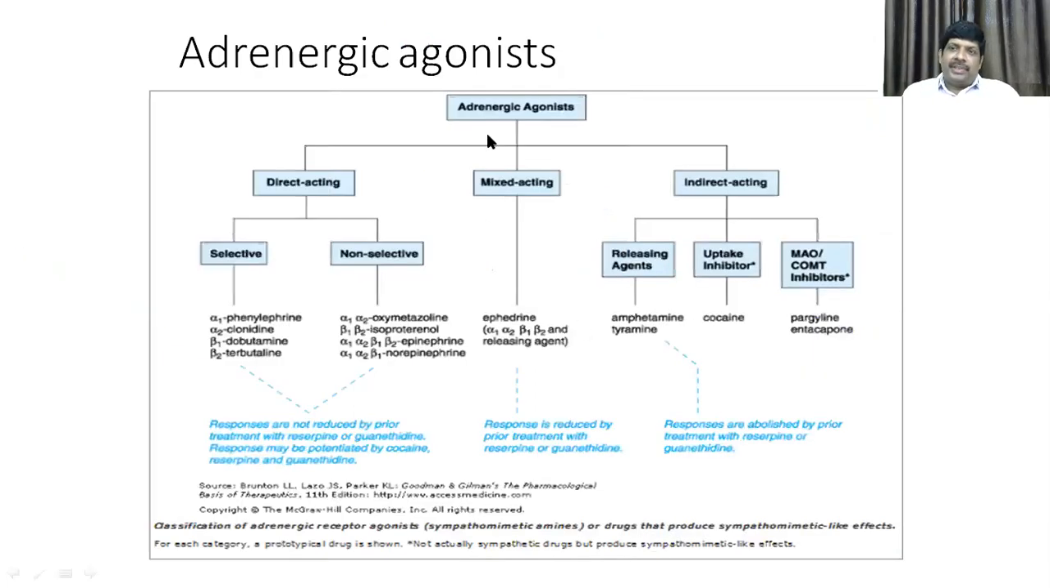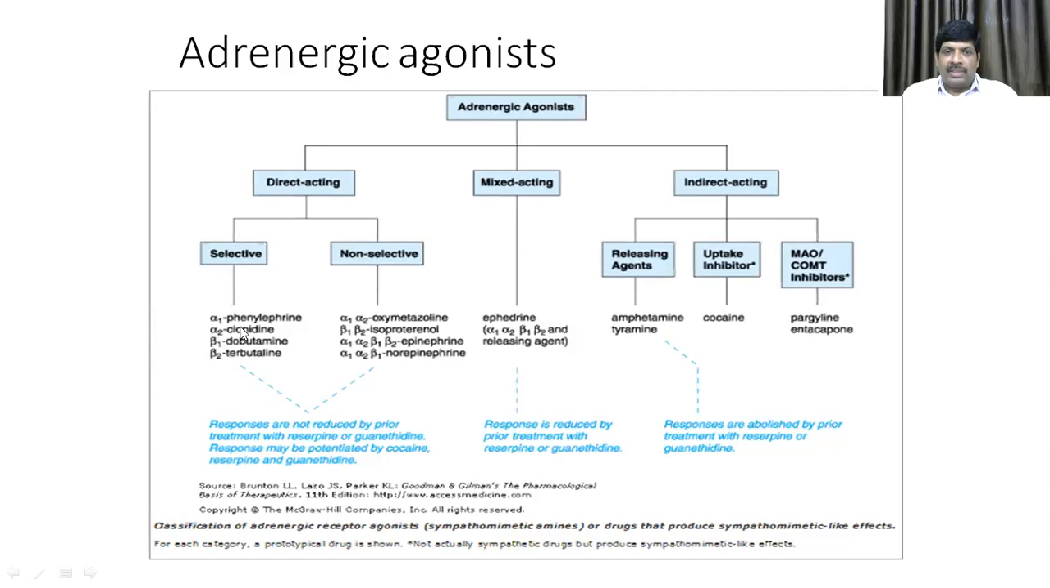Coming on to the classification, there are many ways of classifying adrenergic agonists. You have classification based on the therapeutic uses, or you have the classification based on type. Adrenergic agonists can be divided into direct acting, indirect acting and mixed acting. So 3 classes. Direct acting is again classified into selective and non-selective.